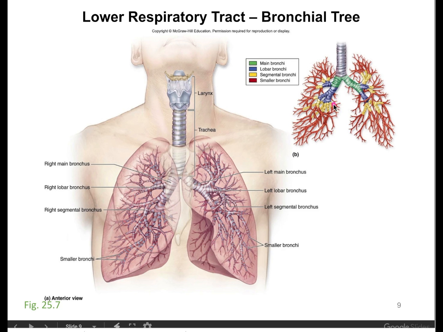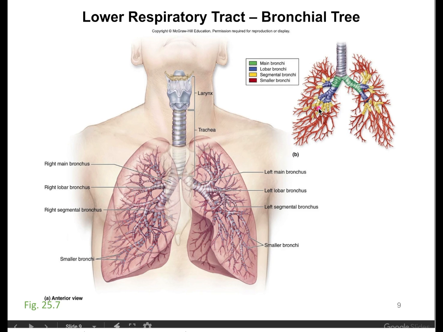So smaller than even the lobar bronchi are the segmental bronchi or the tertiary bronchi. They're the yellow ones over here. And they do have names. You don't have to know the names of them. But at that point, we're starting to get embedded in the lung tissue here. So you won't be able to see those segmental bronchi if you were just looking at an intact lung.